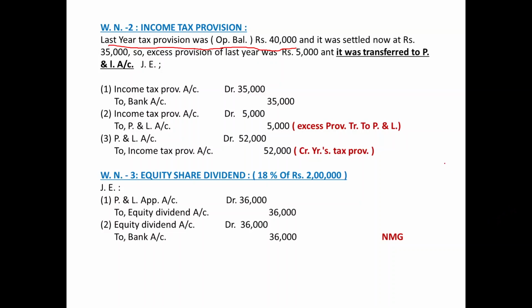This was made in the last year and now it was settled and rupees 35,000 was paid. So excess provision of last year, how much? It is 5,000. 40,000 minus 35,000 gives the excess provision of last year, 5,000, and it was transferred to profit and loss account. So from where we had taken it in the past, we are returning it back to the same place. In 2016-17 we had taken 40,000 from profit and loss, out of which 35,000 has been paid and the excess has been returned to the same profit and loss account. Let us record the journal entry.